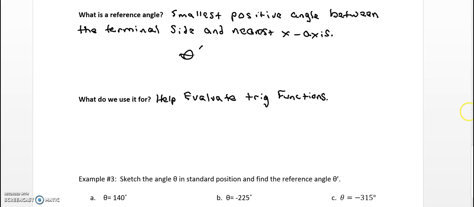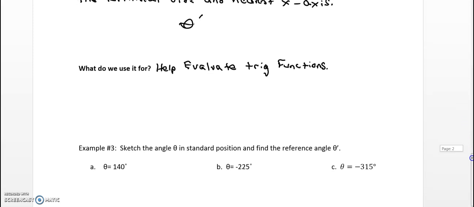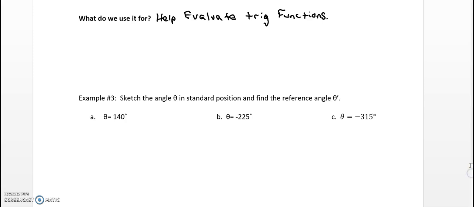All right, so let's move along here and do these last few problems. Sketch the angle theta in standard position and find its reference angle theta prime, or just a little tick mark there. I'm going to remind you, based on the definition up there, that the reference angle is going to be less than 90 degrees. So when you answer theta prime, it should always be less than 90, and it should always be positive. You never write a negative reference angle, and you never write a reference angle that's bigger than 90. All right, so let's sketch this.